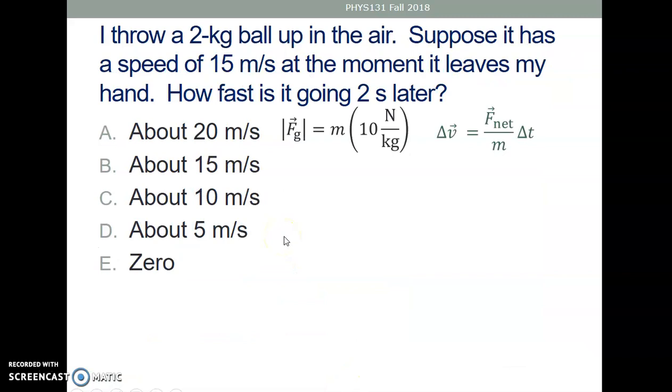I throw a 2-kilogram ball up in the air. What a surprise. Suppose it has a speed of 15 meters per second at the moment it leaves my hand. How fast is it going 2 seconds later? Okay, I'm throwing it up in the air at 15 meters per second, so the velocity is 15 meters per second upward. How fast is it going 2 seconds later? About 20 meters per second, 15 meters per second, 10 meters per second, 5 meters per second, or 0.